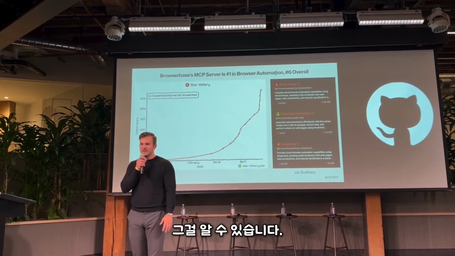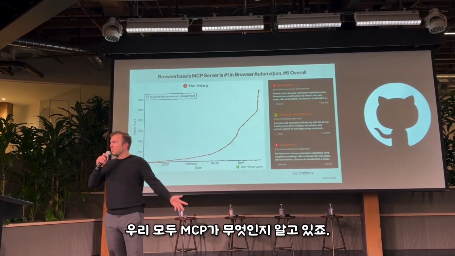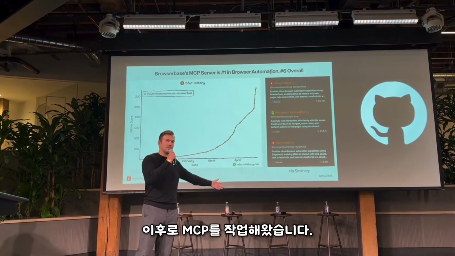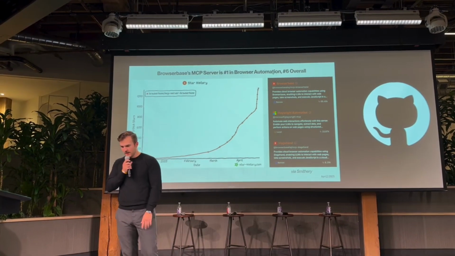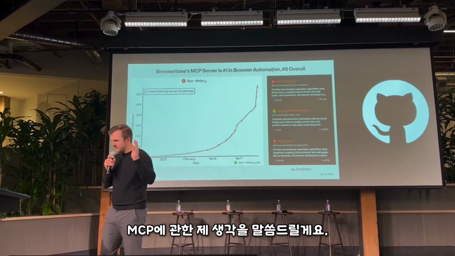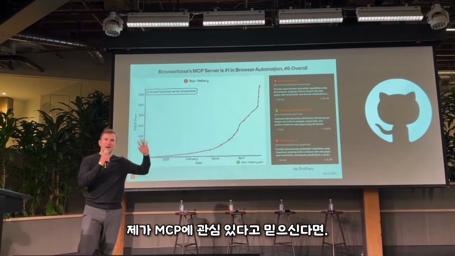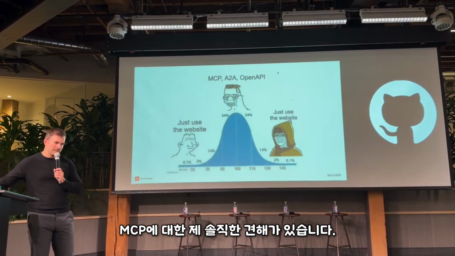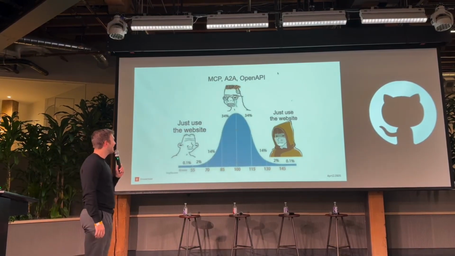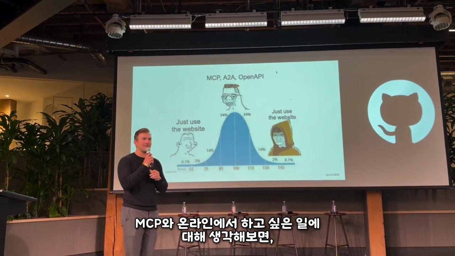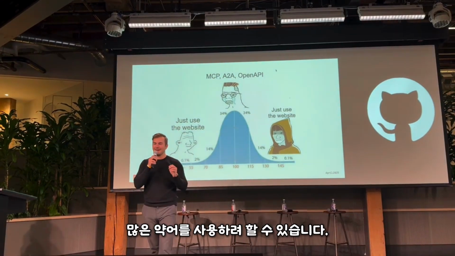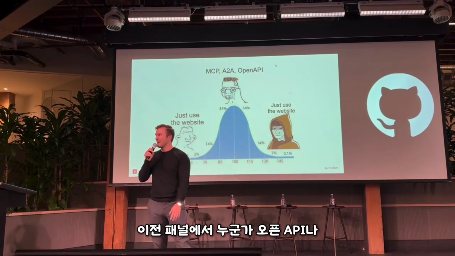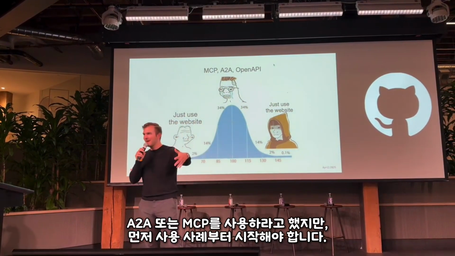I think we know what MCP is. We've been working on MCP since it was announced in November of 2024. So I'm going to give some MCP hot takes. I care about MCP, and we do a lot of browser automation stuff. Specifically, when I think about MCP and the things you may want to do online, you may be trying to use a lot of acronyms. I think someone said that in the last panel. You want to use OpenAPI or A2A or MCP.